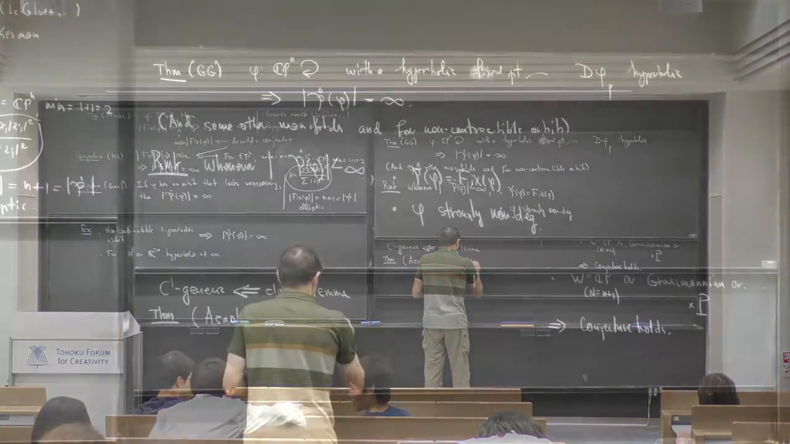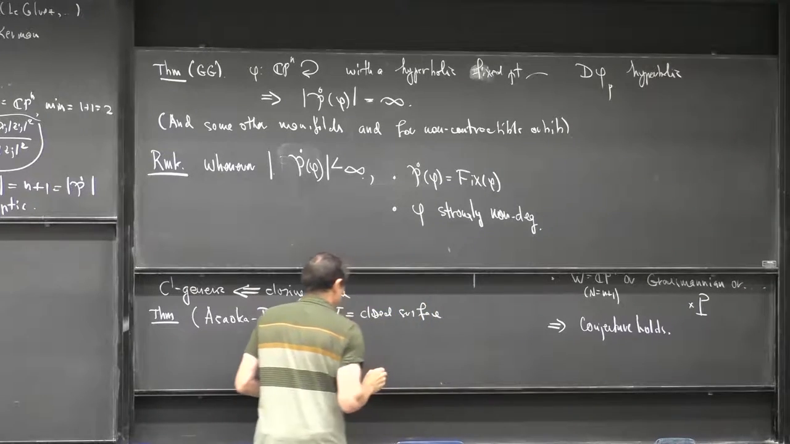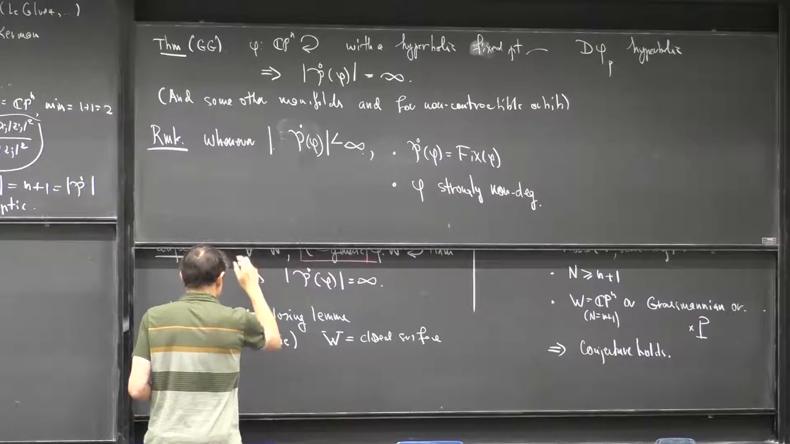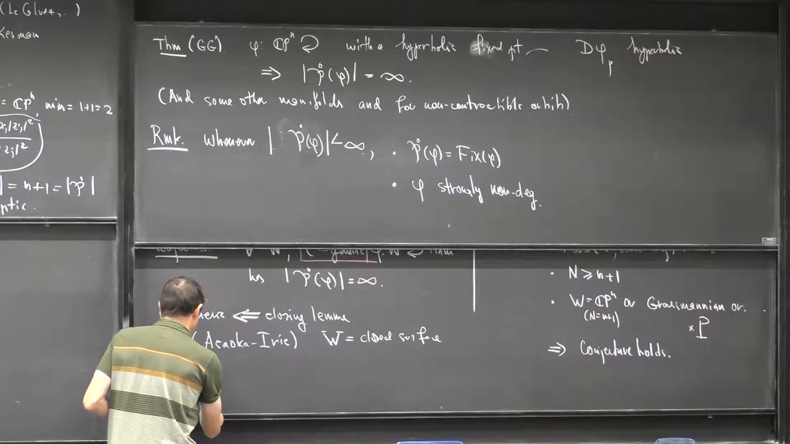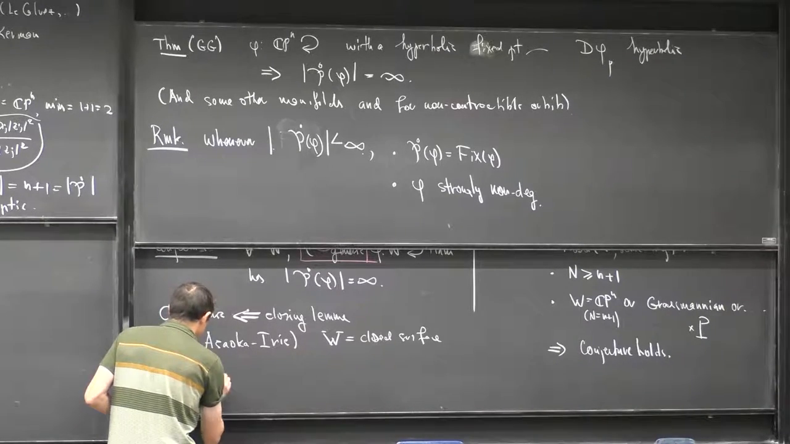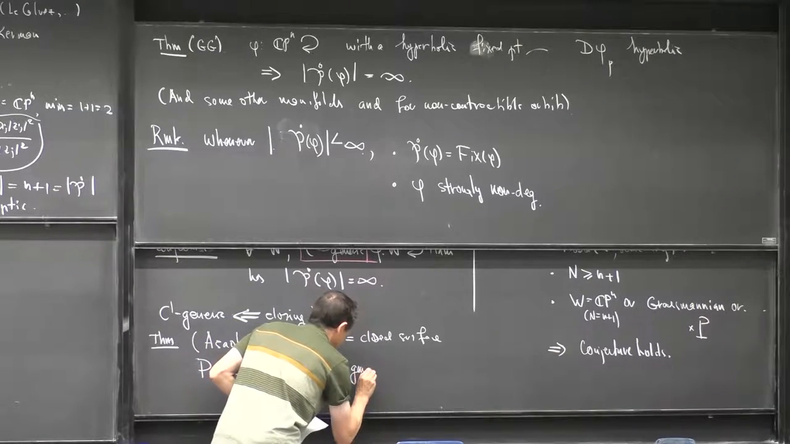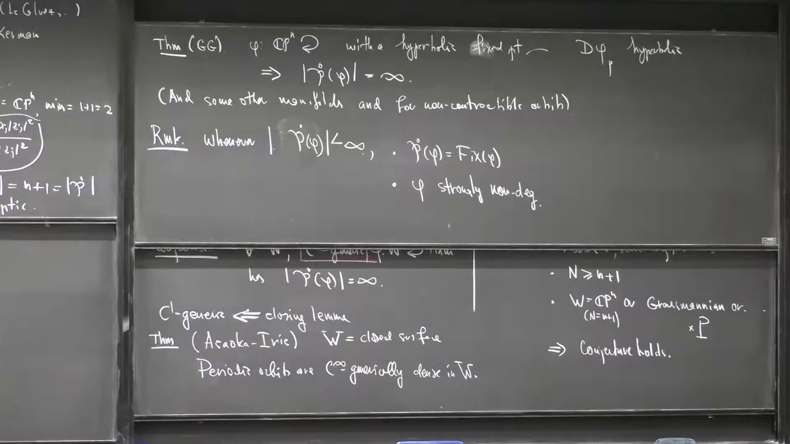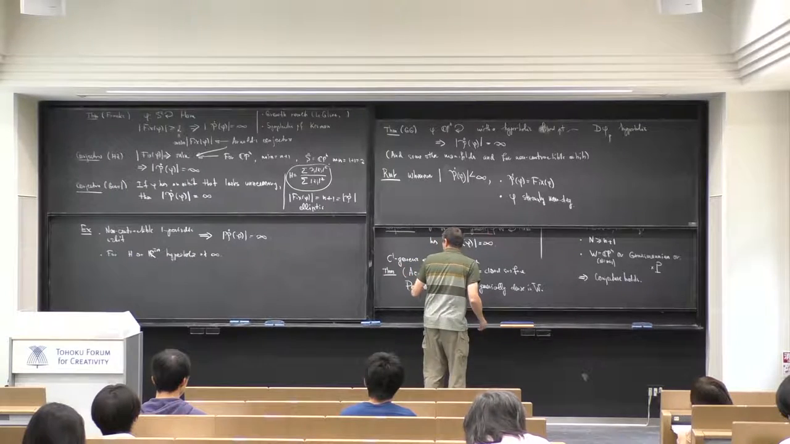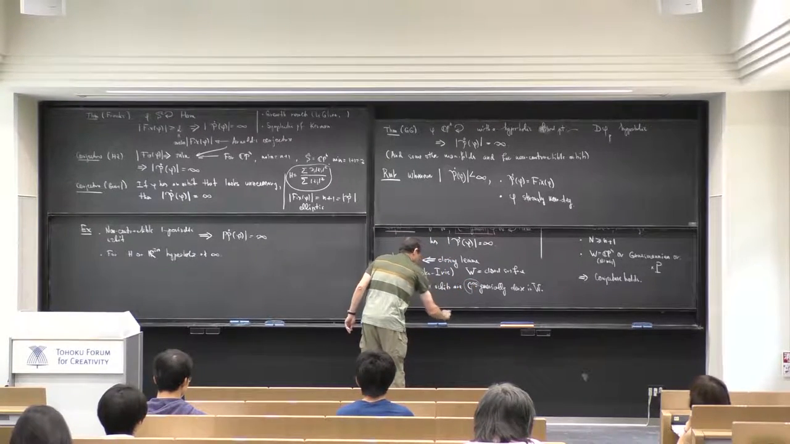And it concerns surfaces. So W is a closed surface. Then periodic orbits are C infinity generically dense in W. Again, here, if I replace C infinity by C1, this would follow from the closing lemma, at least maybe with a little bit of work. So the C infinity part is important.